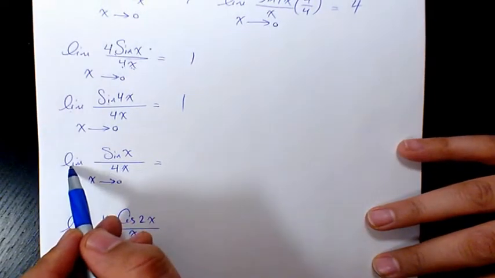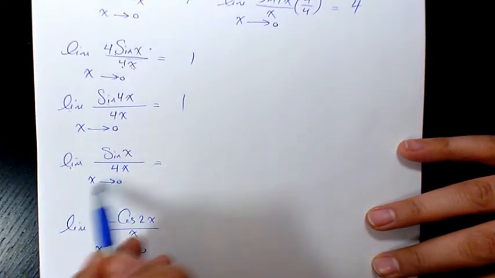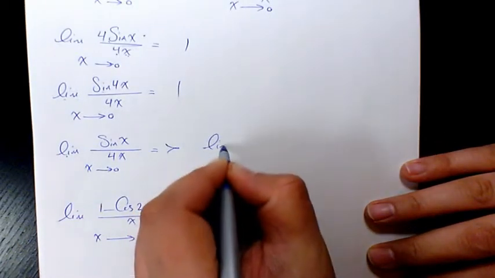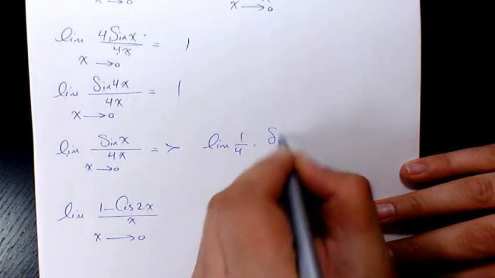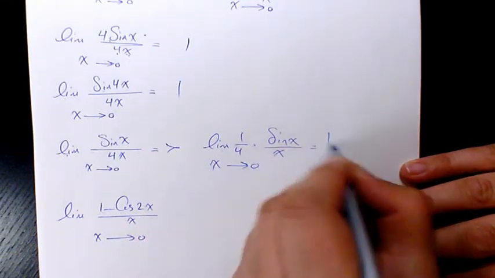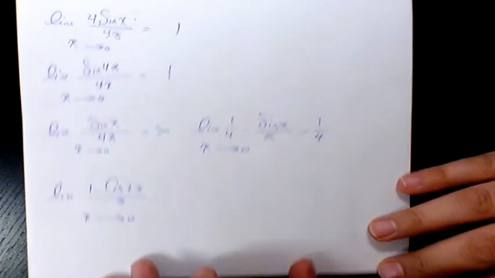And here we have limit of sine x over 4x when x is approaching 0. You're going to say that you take 1 over 4 out. Sine x over x when x is approaching 0 is going to be 1 over 4 times 1, which is going to be 1 over 4.